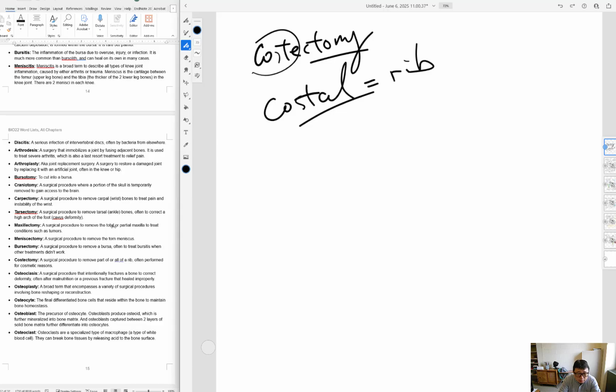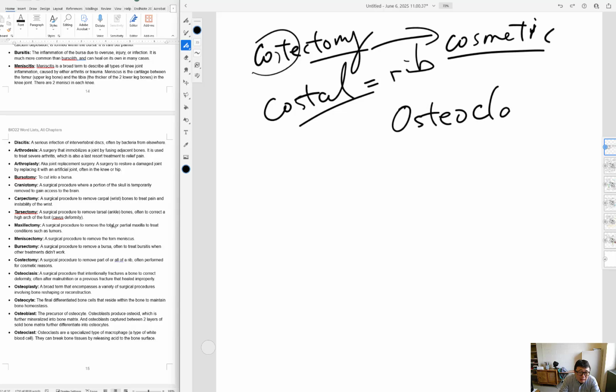And in many cases, it's not for treatment but for cosmetic reasons. Yes, cosmetic surgery. Take the whole rib or part of the rib to make the waist seem thinner. It's not healthy. I don't think so, at least. Okay, next one. Osteoclasis.